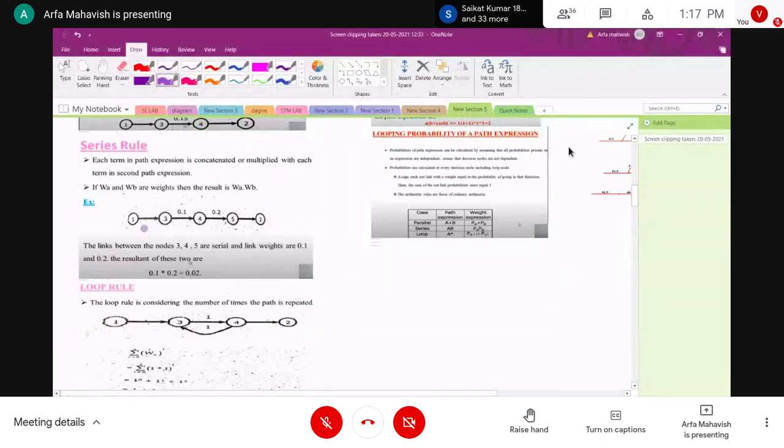Look at this example. Here, 1 is the starting node, and this is the end node. From 1 to 2, it is passing through nodes. We have a number of nodes in the middle. Here in 2, 3, 4, we have the parallel group. The links between 3 and 4 are serial, and the link weightage is 0.1 and 0.2. The result of these two, we do the multiplication, then we get 0.02 weightage. So the formula of the serial group is WA and WB, then we have to do the multiplication WA into WB.